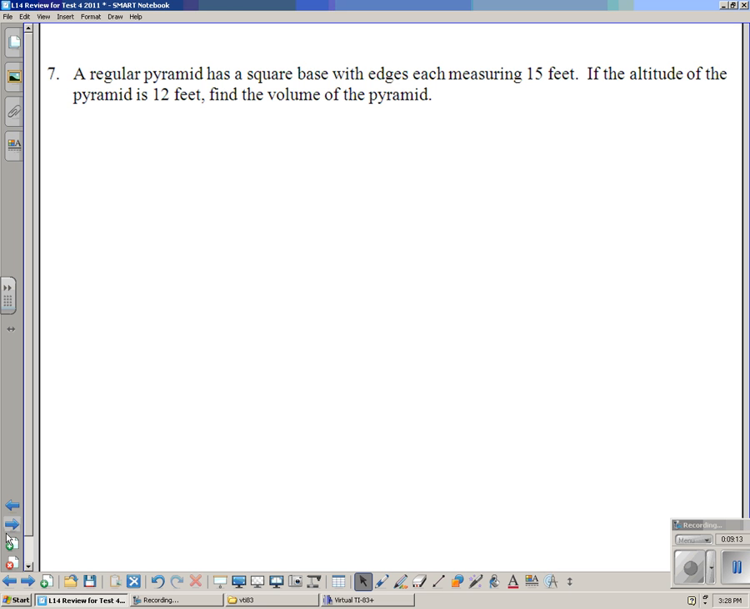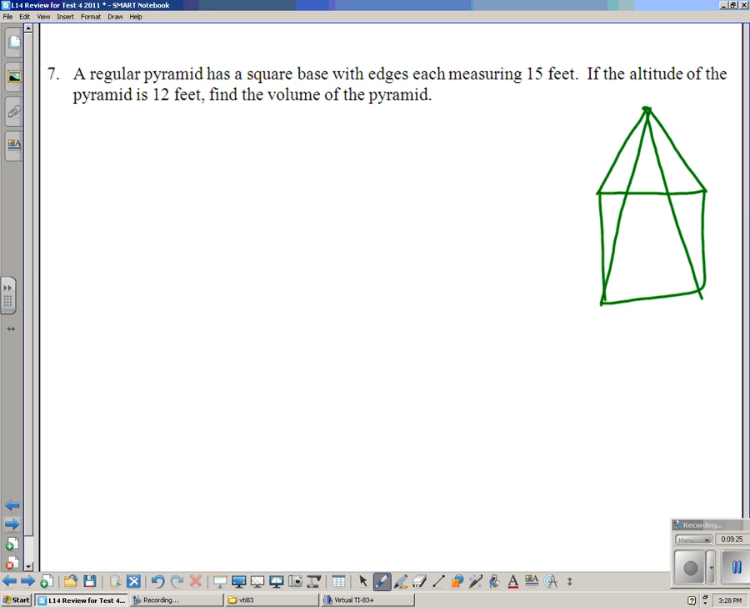Number 7, a regular pyramid has a square base. So on the side here, I'm going to draw a square base, put a point up here, so I can draw the pyramid. Okay, and the base edges each measure 15 feet. And if the altitude of the pyramid is 12 feet, or the height is 12 feet, find the volume of the pyramid.